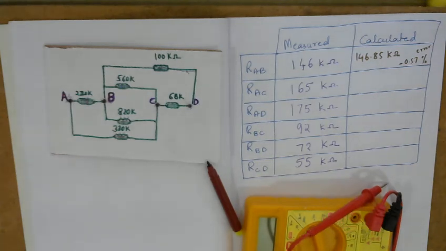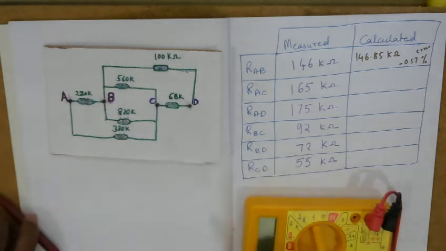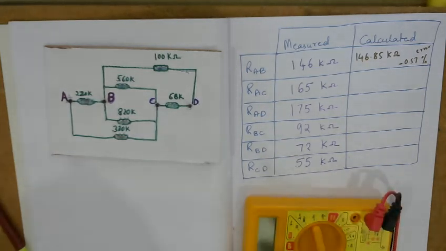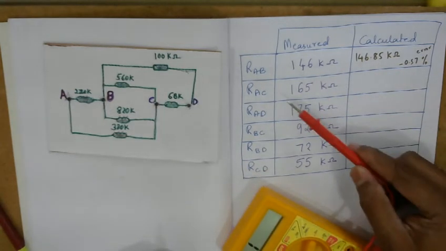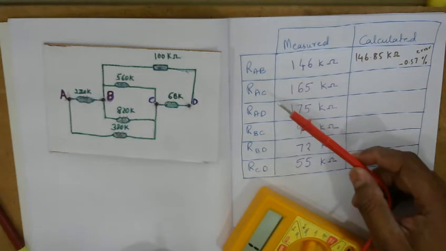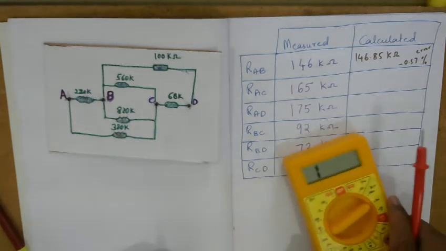Hello everyone. So let's continue our small project here of measurement of resistances. We already calculated RAB. Let's do calculation for RAC, the resistance between terminals A and C.